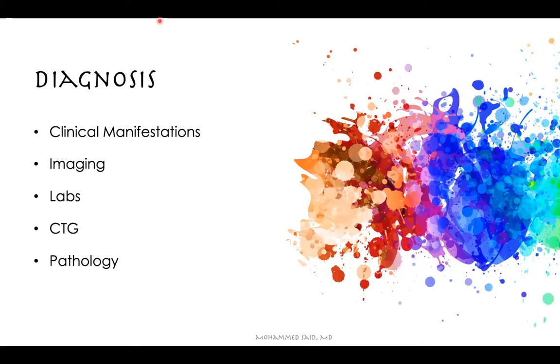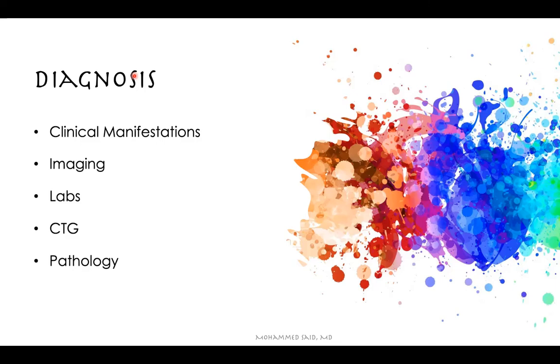So let's start the clinical part. How do we diagnose patients with placental abruption? We have to mention that the diagnosis of placental abruption is clinical. You can always confirm your diagnosis with imaging, labs, cardiotocography, pathology, all this stuff can help you with establishing the diagnosis. But at the end, abruption is a clinical diagnosis.